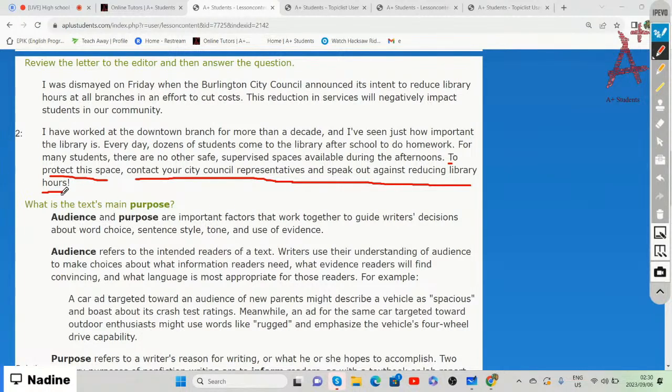And also the exclamation point states the stress or the importance of making contact with the city council in order to protect the library from reducing hours or from closing down the library completely.